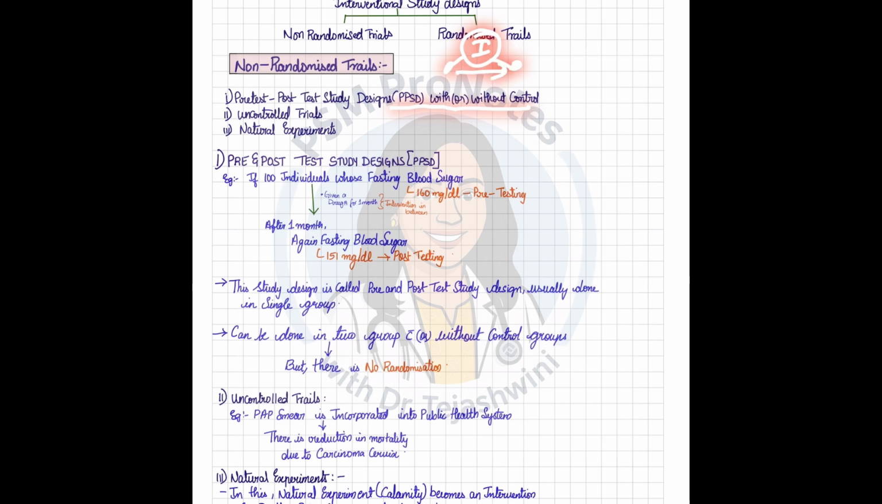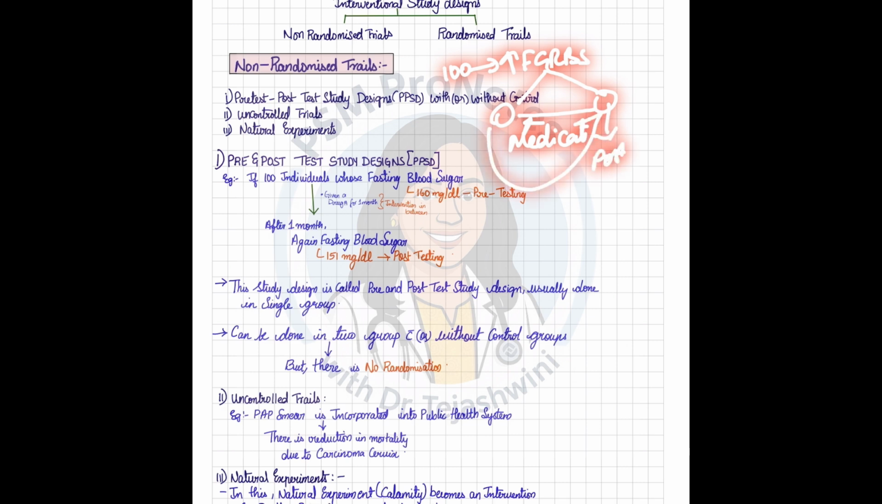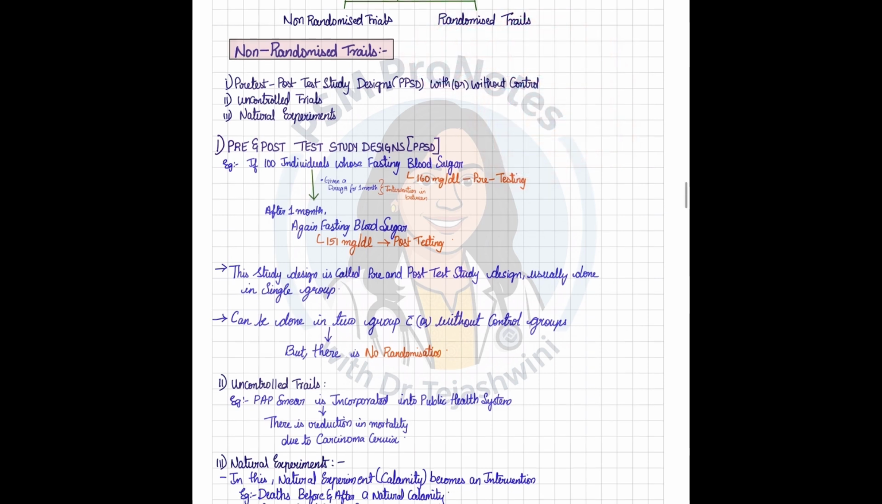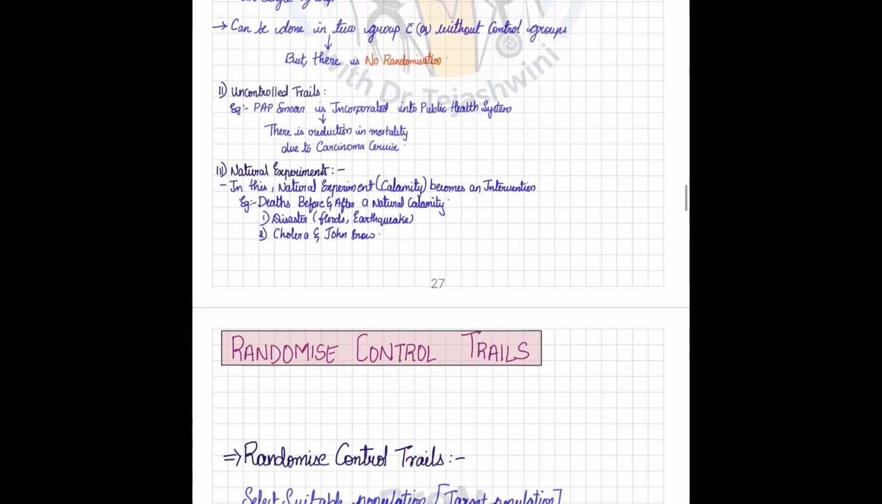For example, we might have 100 individuals with elevated fasting blood sugar levels. We test their fasting blood sugar levels at the start, pre-test. Then administer an intervention, such as medication or lifestyle changes, and retest their levels after a month, post-test. The study shows a before and after comparison within the same group of participants, which helps measure the effectiveness of the intervention.